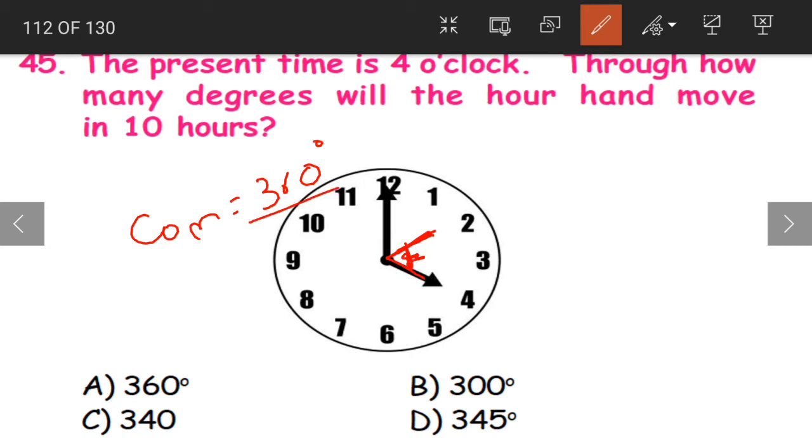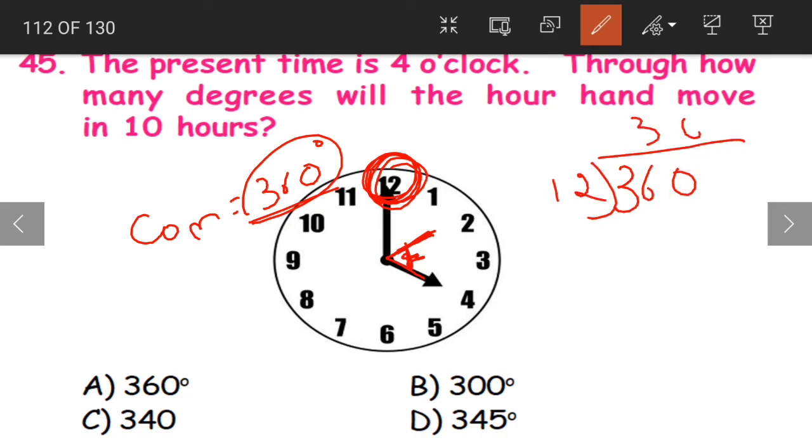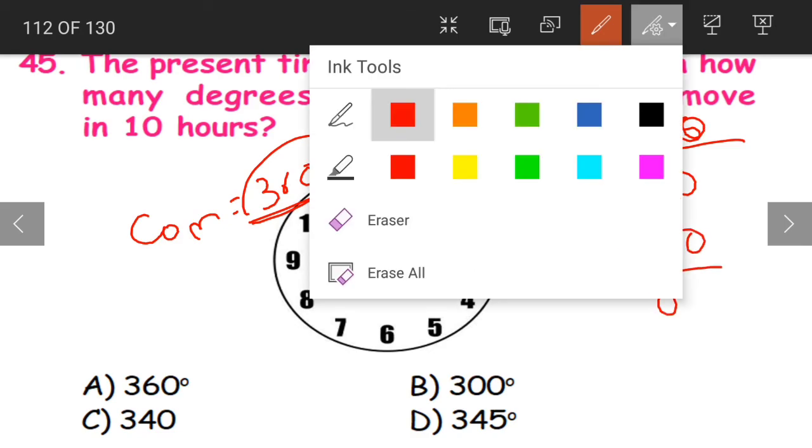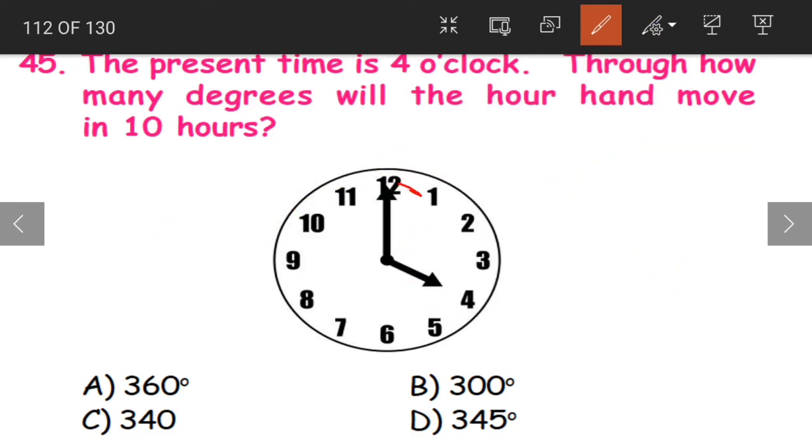This 360 degrees is divided into how many parts here, children? 12 parts. This 360 degrees is divided into 12 parts. So 360 divided by 12, 12 30s are 360. So that means, what does that mean? One part is equal to 30 degrees. From one number to another number, it is equal to 30 degrees.